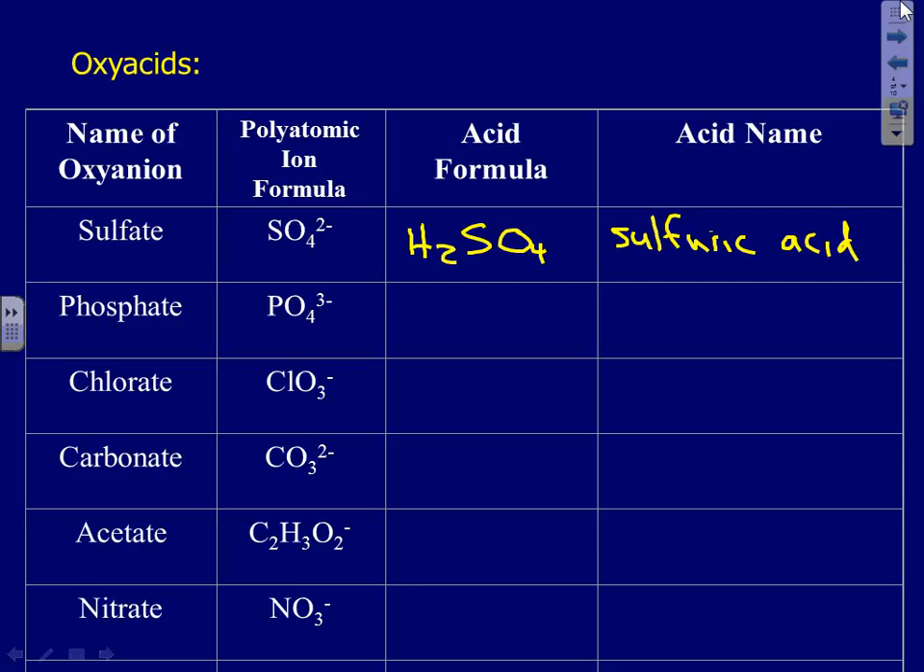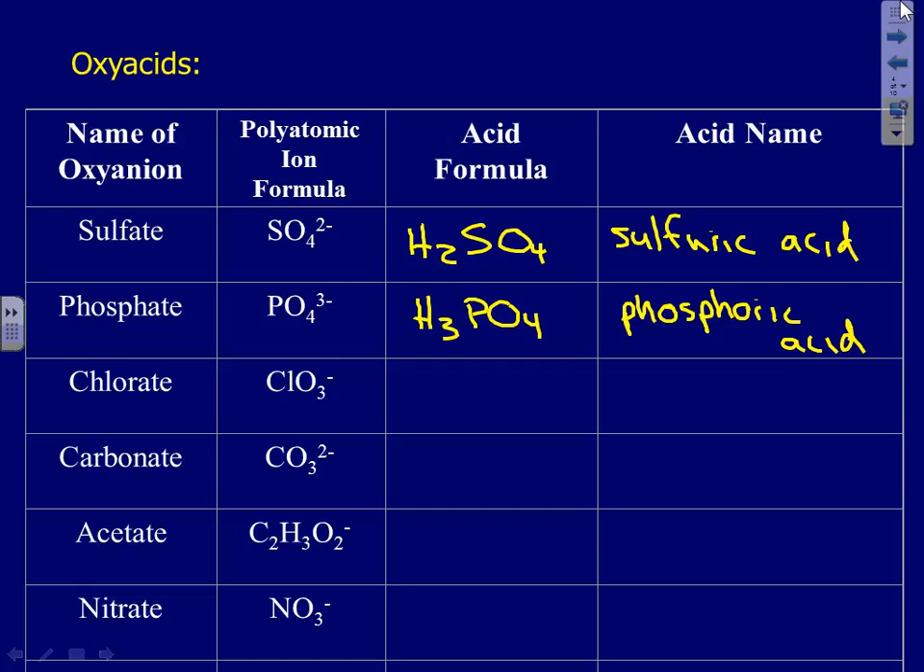Phosphate. How many H's on the acid? Thomas? 3. H3PO4. Any ideas on the name? Doesn't have a hydro on the front. Yep. Phosphoric acid. That's the one that I actually just wrote moments ago on the examples. Phosphoric acid.